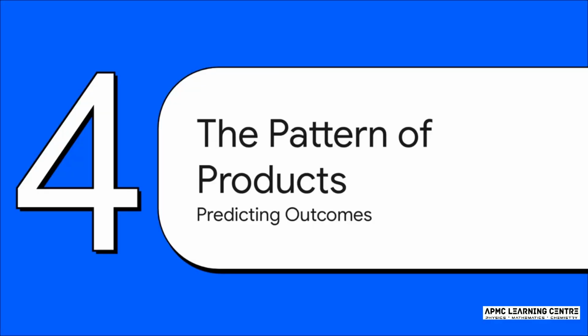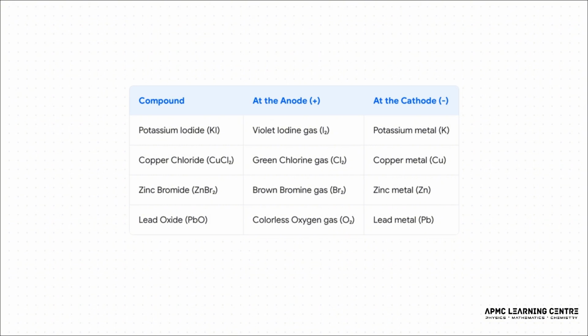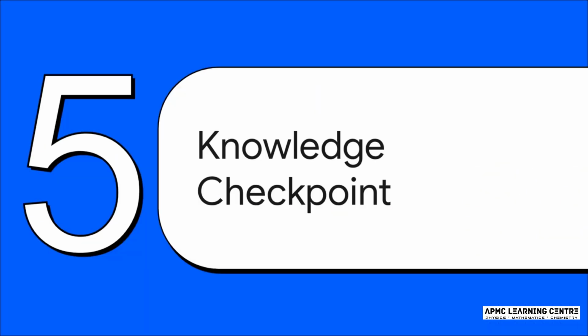Now, what's really cool about all of this is that the journey we just watched with sodium chloride, it's not unique. It follows a super predictable pattern, and once you learn the rules of the road, you can predict exactly what's going to happen with all sorts of different compounds. And this table shows that pattern perfectly. Just look down the columns. Take potassium iodide. At the anode, you get this beautiful violet iodine gas. At the cathode, you get potassium metal. Same deal for copper chloride. You get green chlorine gas and copper metal. It's always the same story. The negative ion makes a nonmetal at the positive anode, and the positive ion makes a metal at the negative cathode, every single time.